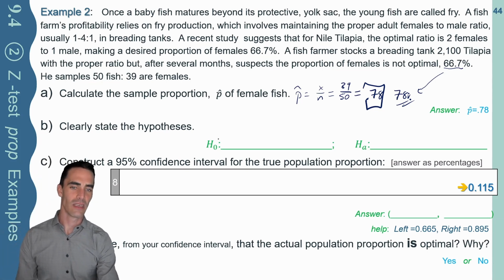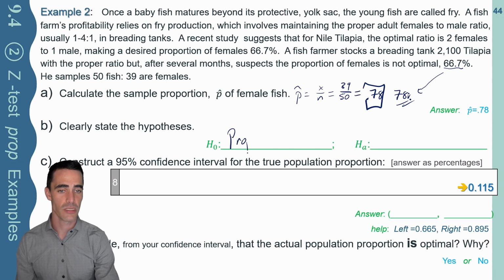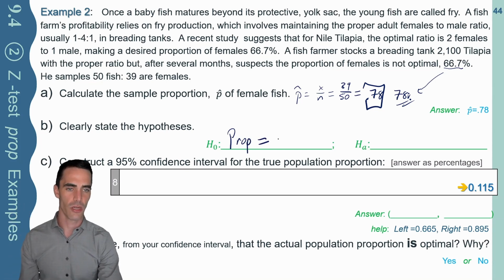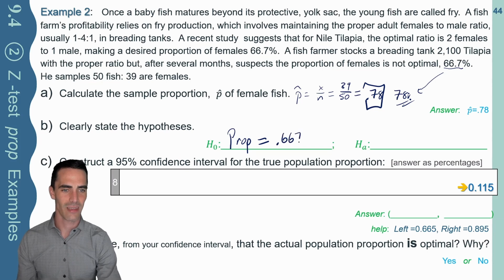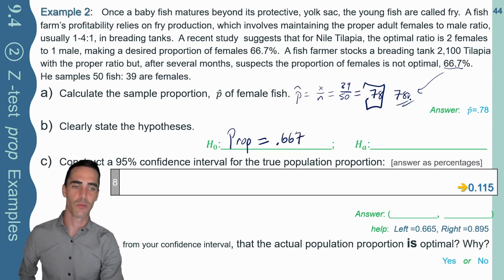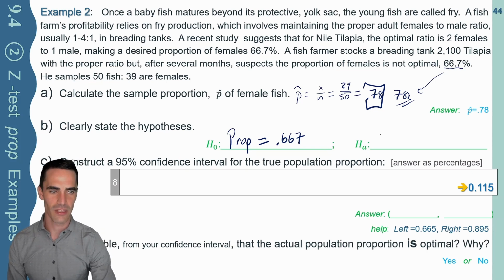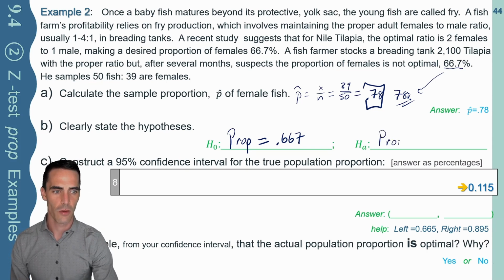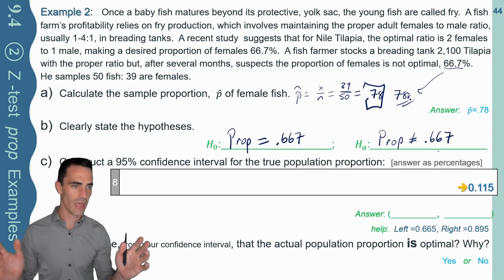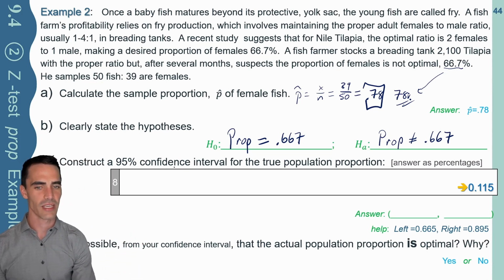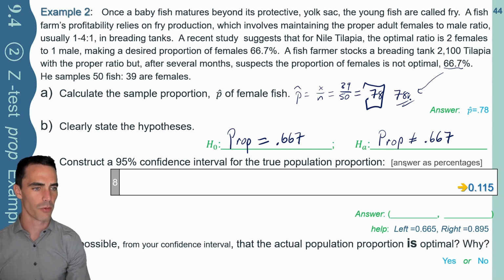Let's clearly state the hypotheses. We're talking about proportions here, so I'll write prop. Again, the null hypothesis is always equal to that optimum ratio. I'll write 0.667, or you can simply write 66.7%. That's the optimum ratio. We think that it's not optimal, at least that's what we're trying to show here. That would be prop is not equal to 0.667. And then we can run this test and, hey, look, if we got to make changes, we got to make changes here. Construct a 95% confidence interval for the true population proportion.